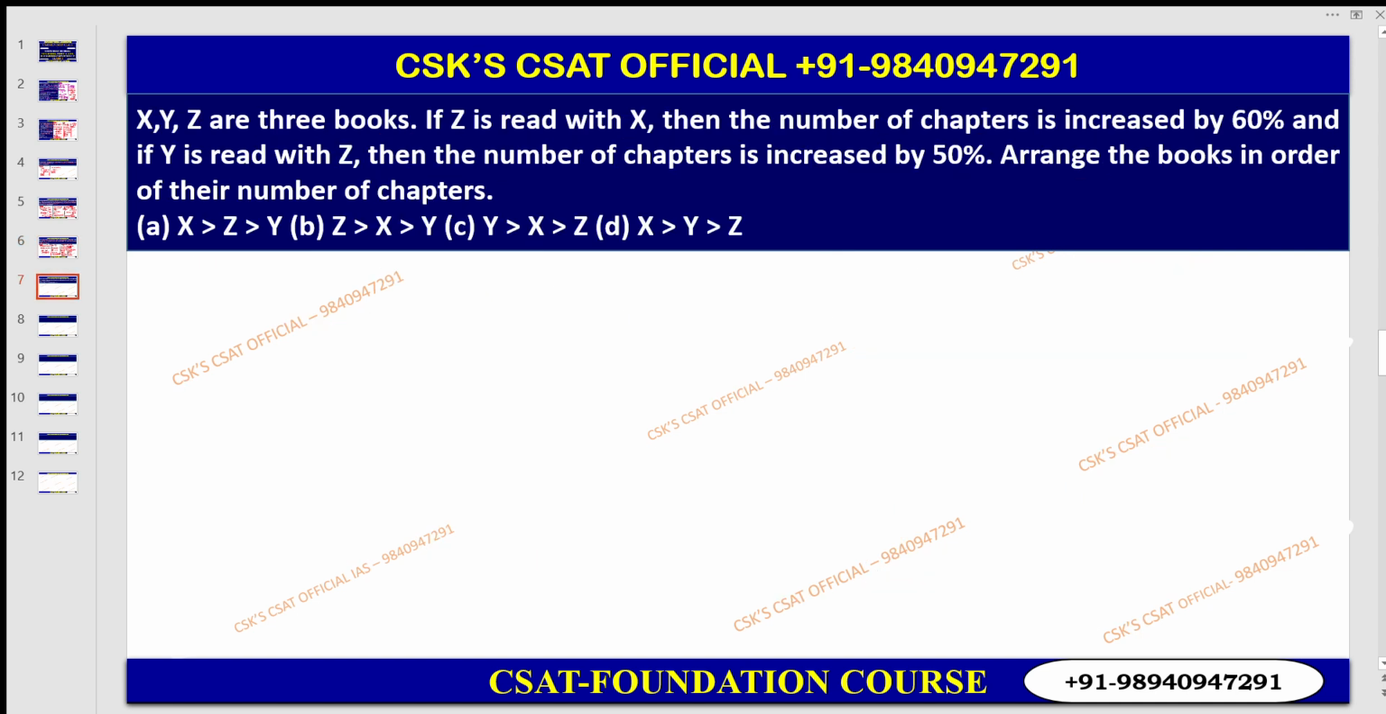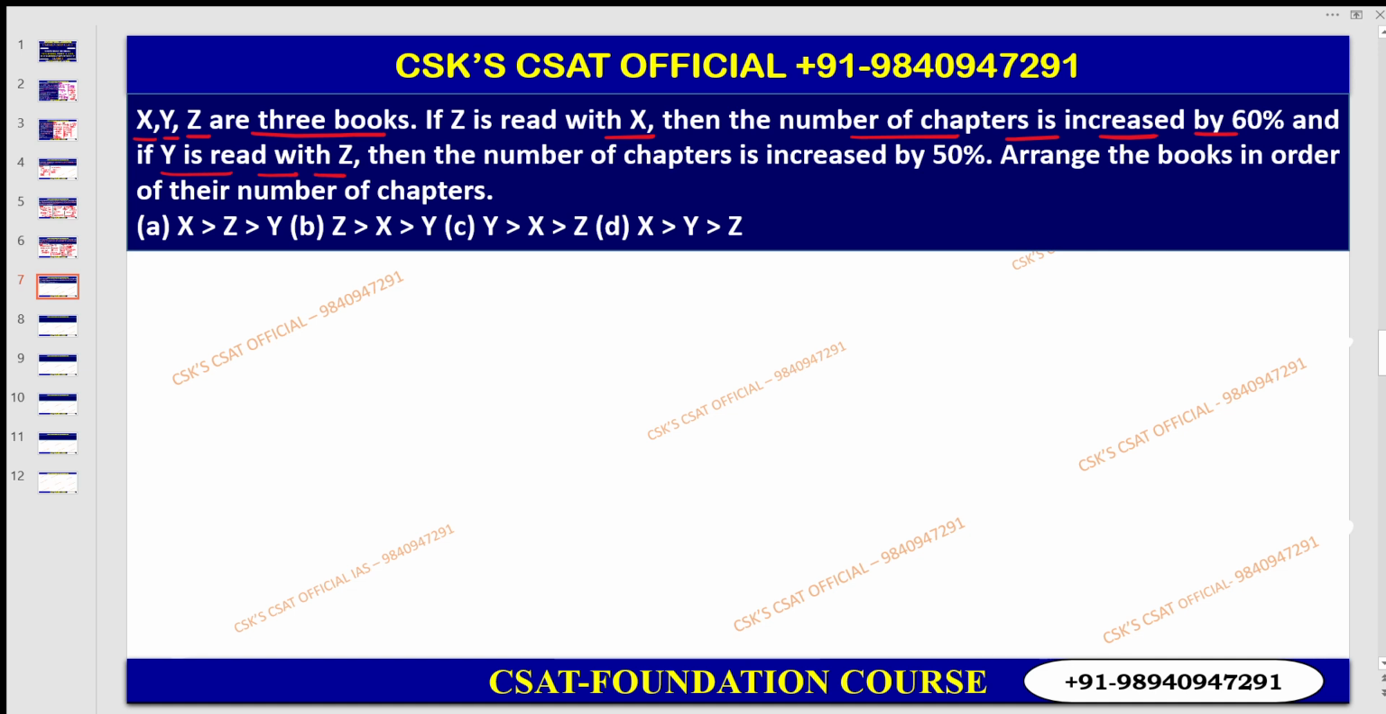Next, last question. This kind of arrangement-based question is also important. Go through the previous year papers, and automatically you will know why I am teaching these things here. X, Y, Z are the 3 books. If Z is read with X, please understand carefully, the number of chapters increases by 60%. You are reading X completely. When Z is added, then only it becomes 60%. That is the understanding you need to develop here.